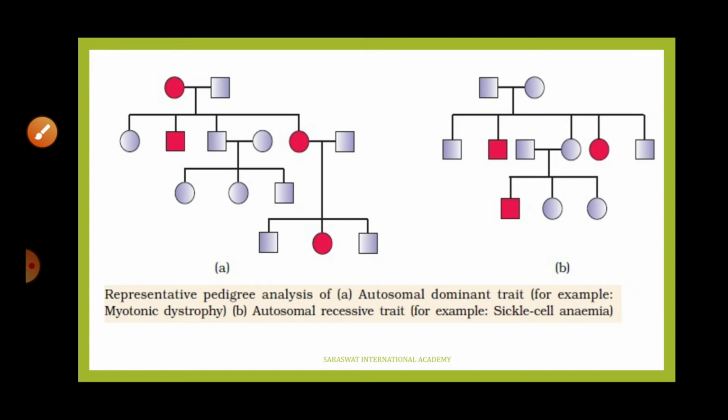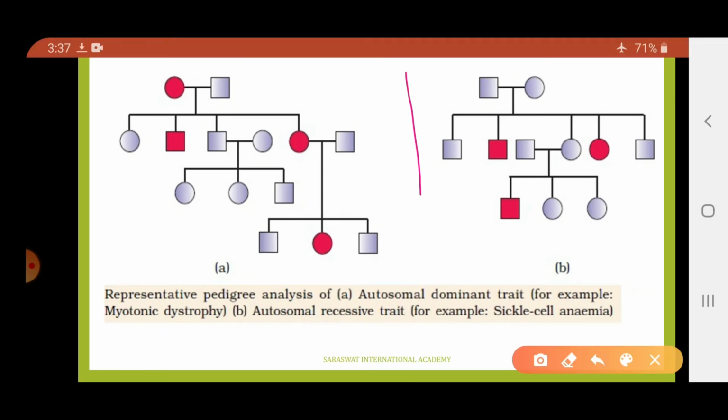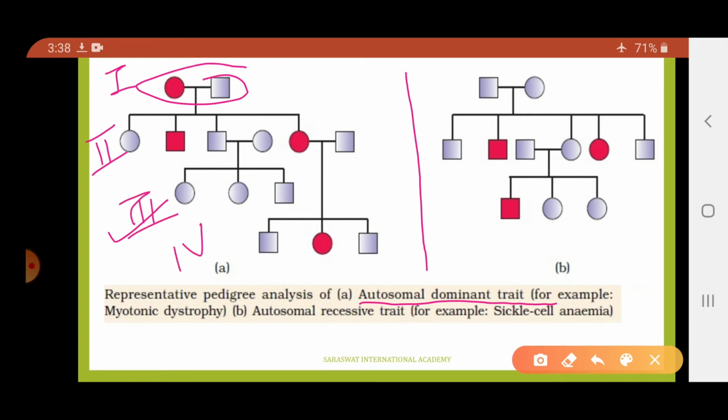See students, this is a pedigree shown. The first one is of the autosomal dominant trait. Here you can see the genes are located on autosomes, so it is common that all the individuals may suffer. Now which gene is affected? The dominant gene. So see here, this is the first generation, this is the second generation, and these are the different generations. This is the 4th generation.